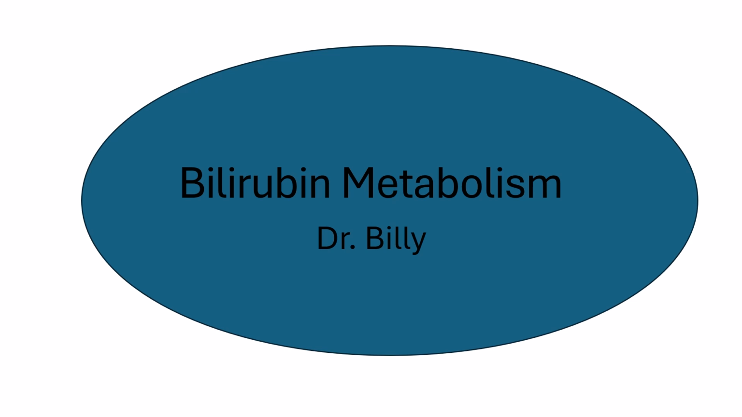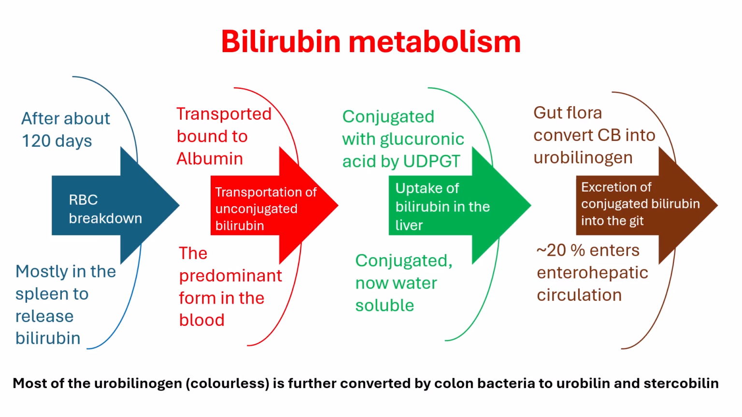In this video, I'm going to be talking about bilirubin metabolism. Bilirubin is usually formed from the breakdown of red blood cells after about 120 days in circulation, when they are already old and senescent.